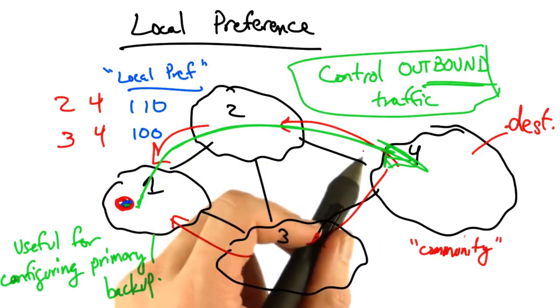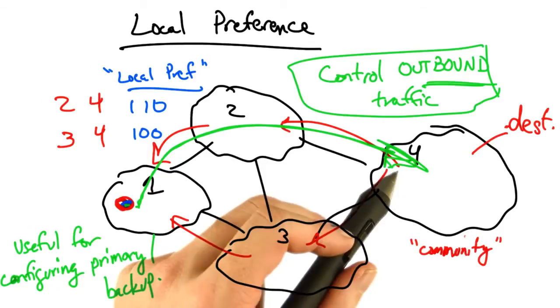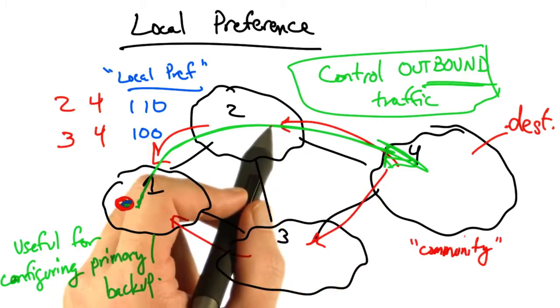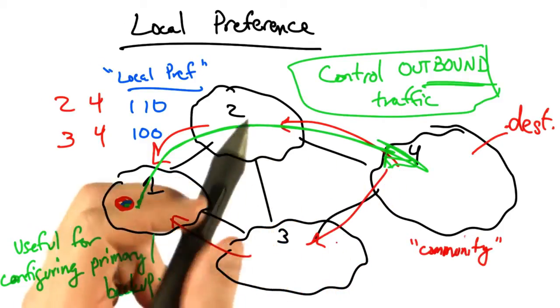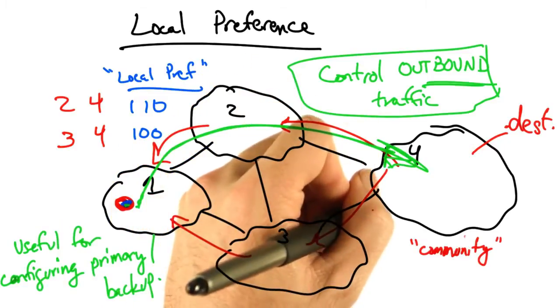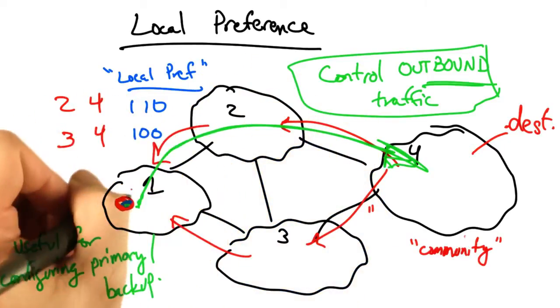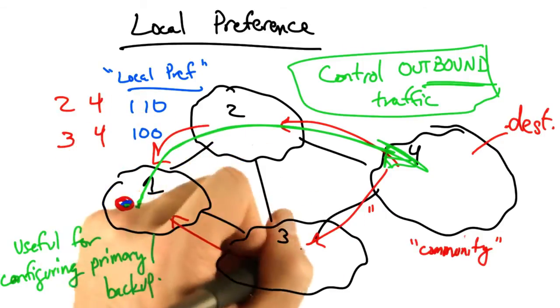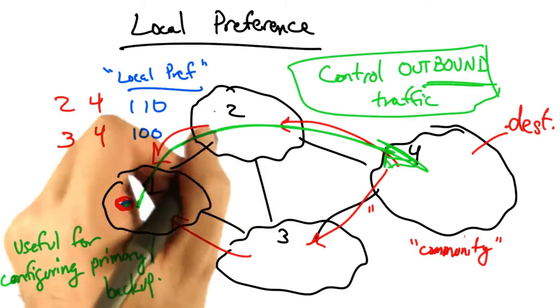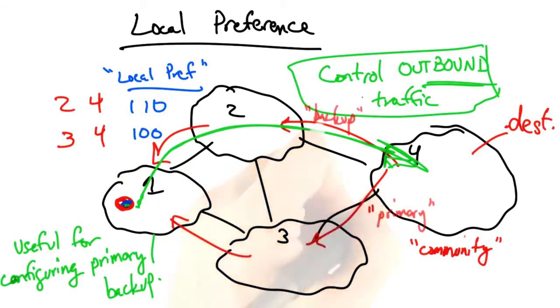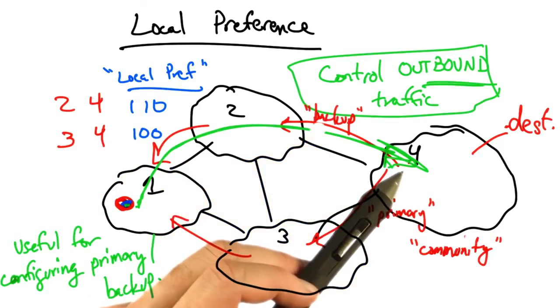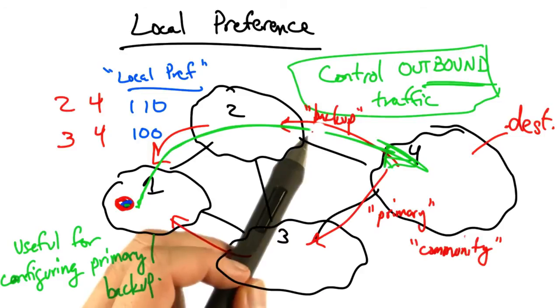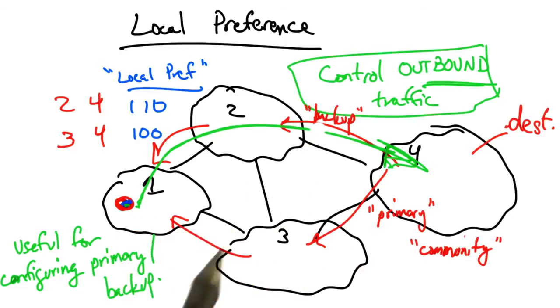So let's suppose that AS4 wanted to control inbound traffic by affecting how AS2 or AS3 set local preference. In this case, let's suppose that AS4 wanted traffic to arrive via AS3, its primary, rather than via AS2, its backup. In this case, AS4 might advertise its BGP routes with primary and backup communities.